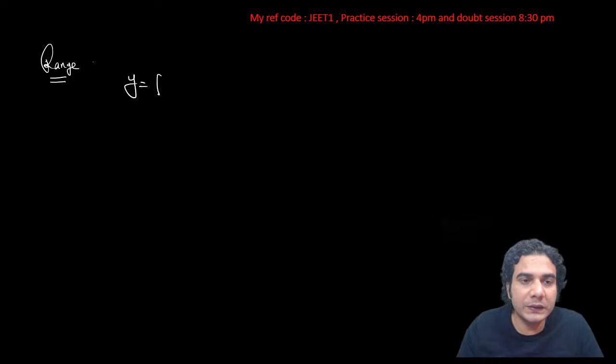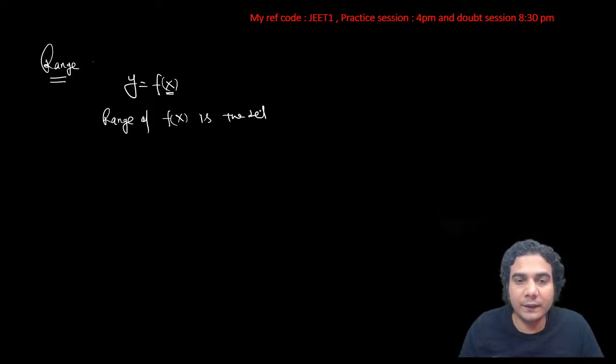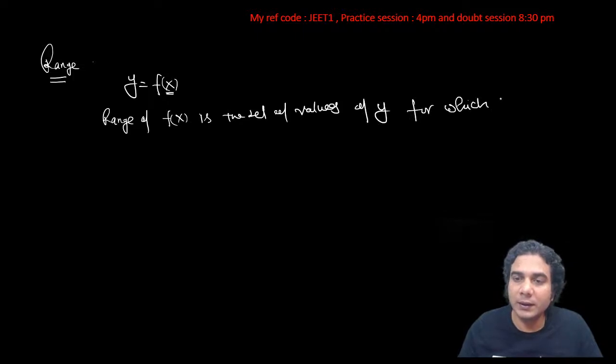If you write y is equal to f(x), what was the domain? Domain was the values of x for which f(x) is real. So here, the range of f(x) is the set of values of y for which x is real.